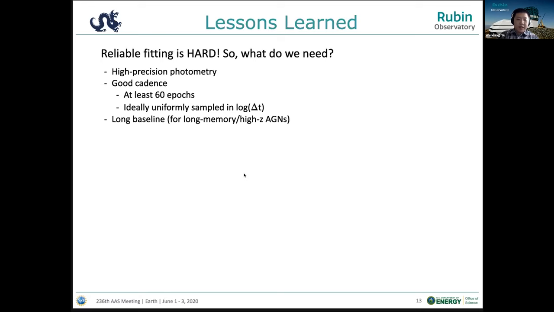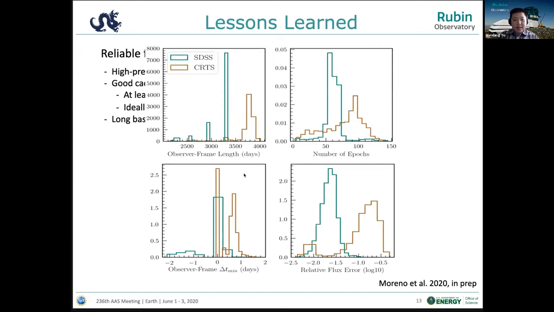Here is a comparison of the CRTS and SDSS light curves in those few categories. CRTS apparently has a longer baseline and more epochs, but its error bars are larger than those from SDSS.